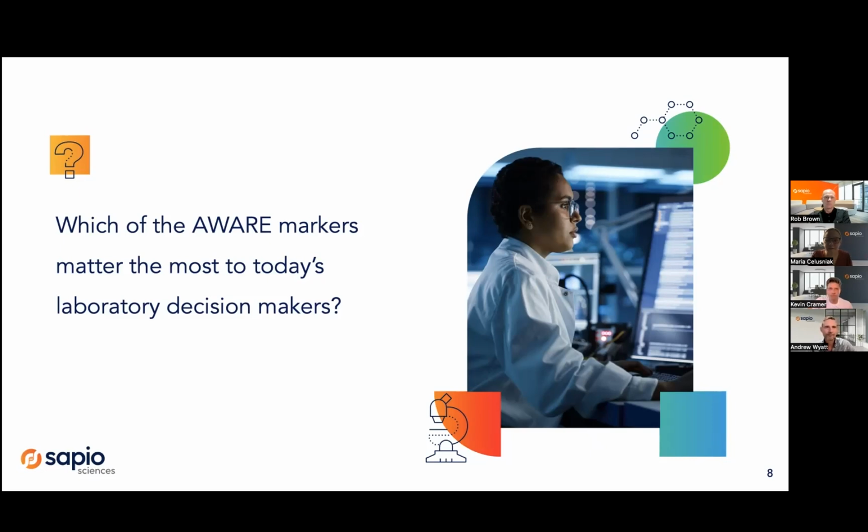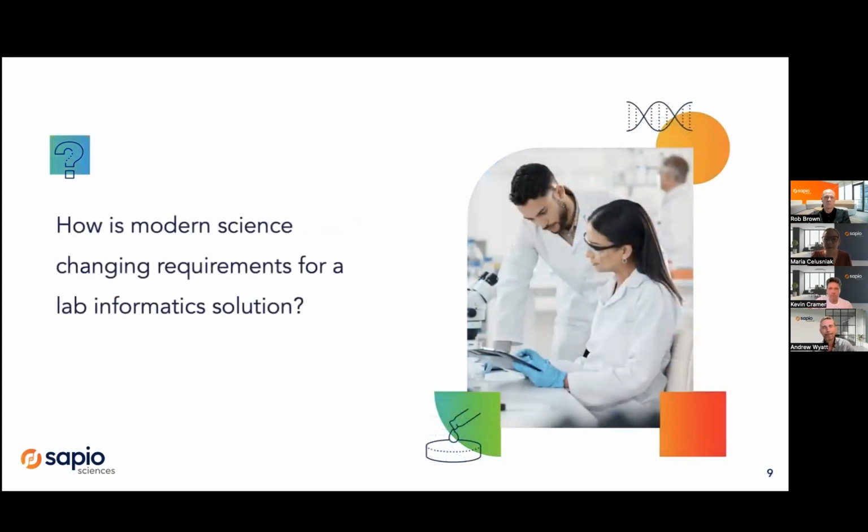Really interesting perspective, Andrew. So our next question is, how would you say that modern science is really changing requirements for a lab informatics solution? Let me take that one.